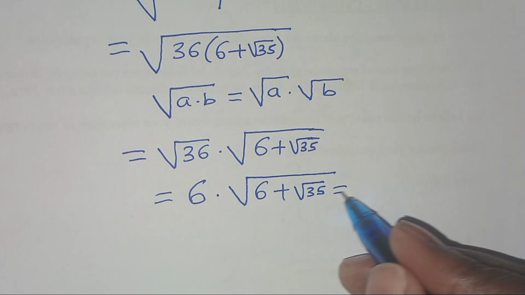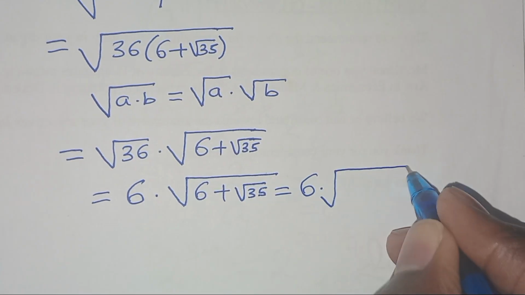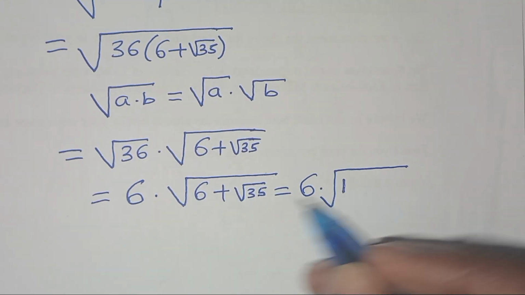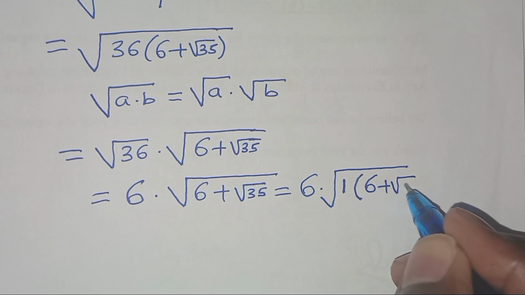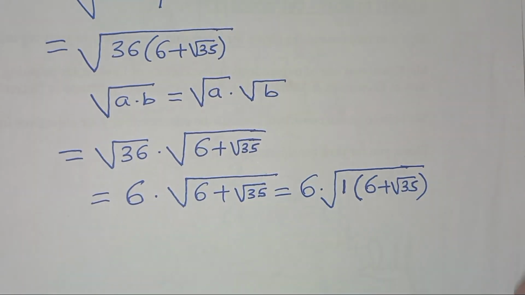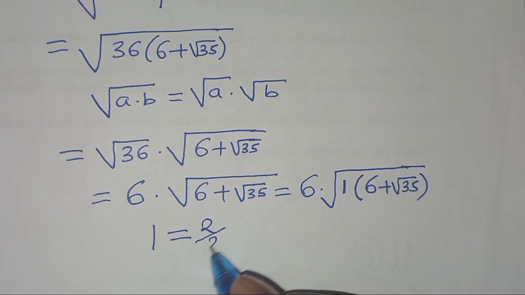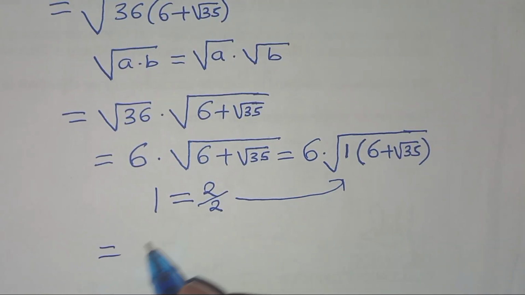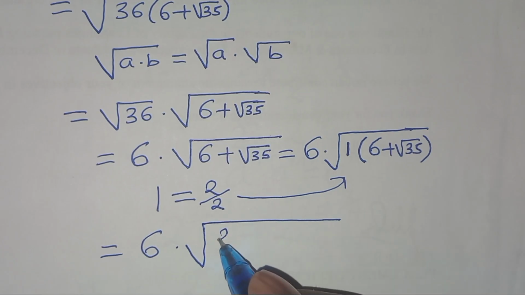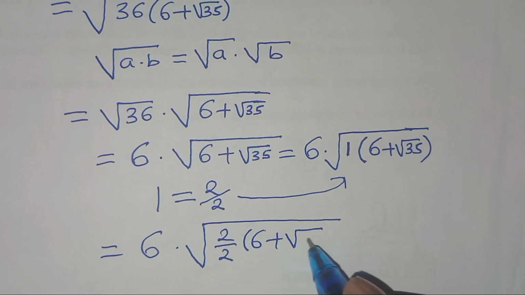So this is the same thing as 6 multiplying by square root of, now we can factor out 1, 1 is common here, so 1 into the bracket 6 plus square root of 35, close the bracket. Now we can express 1 basically as 2 over 2. So let's substitute this here, so that now here we have 6 times square root of 2 over 2 multiplying by 6 plus square root of 35.